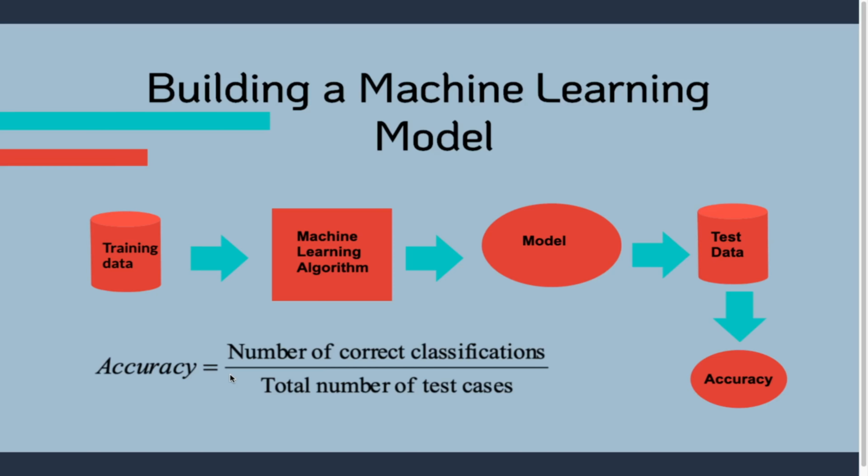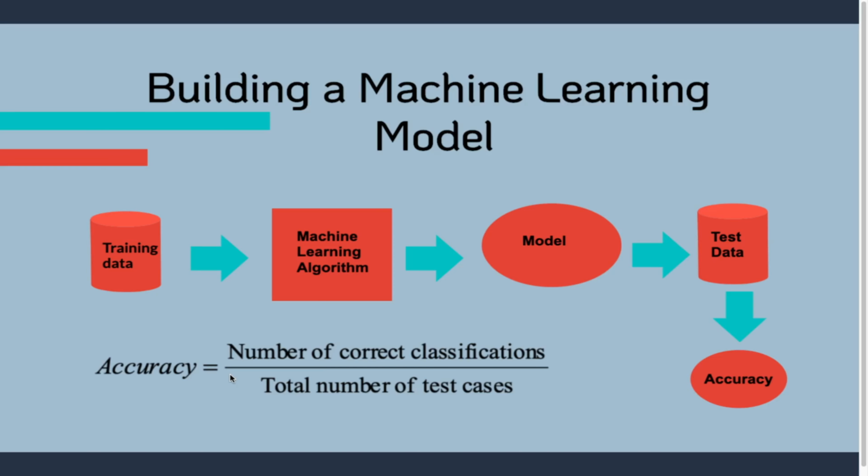Out of those 100 cases, you find around 60-70 odd observations are correctly mapped, or correctly predicted. So you can say 60 to 70% is your accuracy. So what is the accuracy formula? Number of correct classifications, or number of correct results, divided by the total number of test cases.